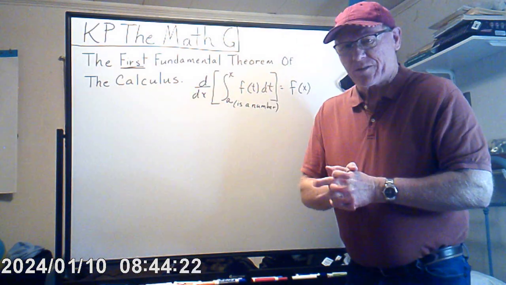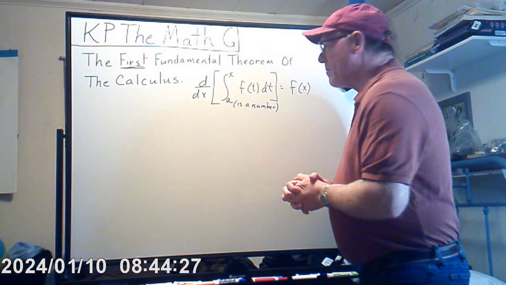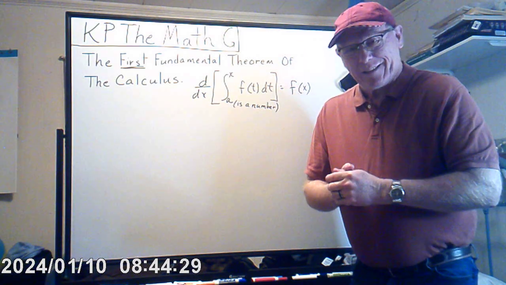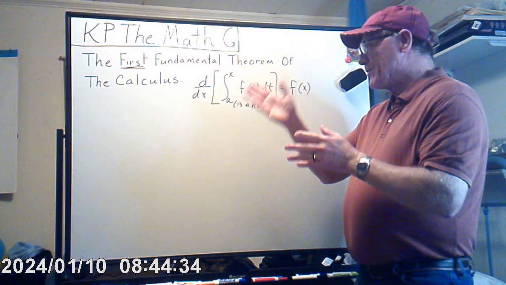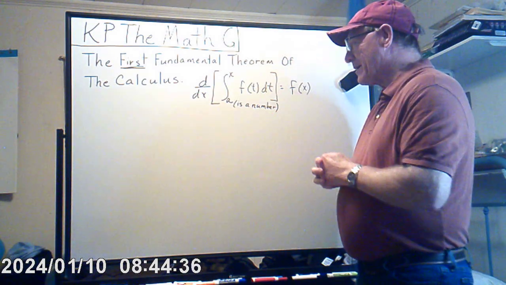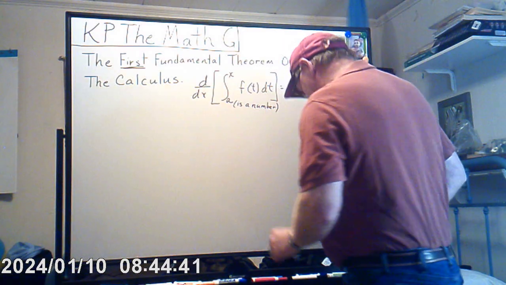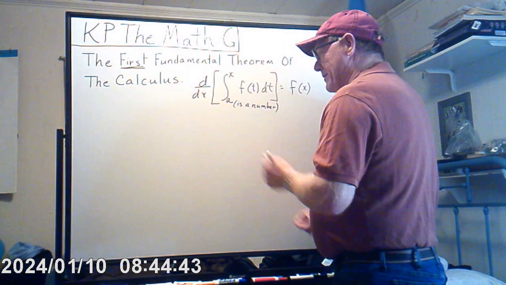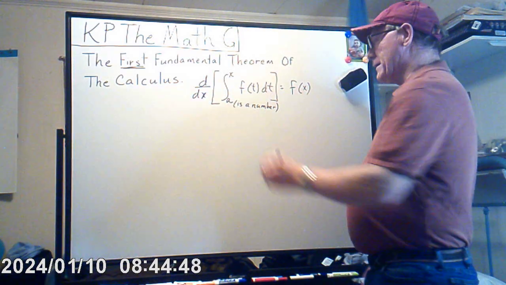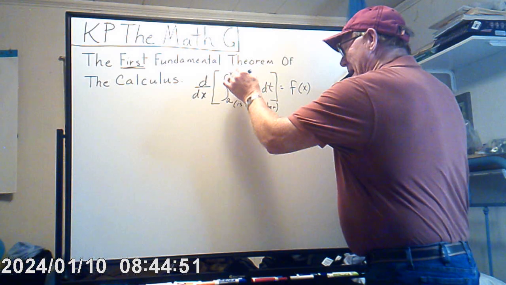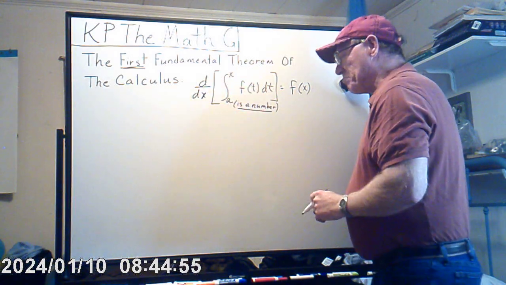I love calculus. All right, we're looking at the first fundamental theorem of the calculus. And doesn't that sound really good? The first fundamental theorem of the calculus. And here it is. What does this mean right here? This is d over dx. That means the derivative. This is kind of the antiderivative. A is a number.